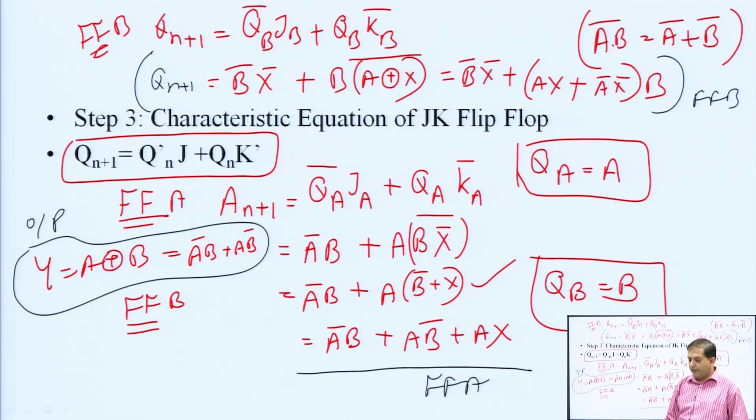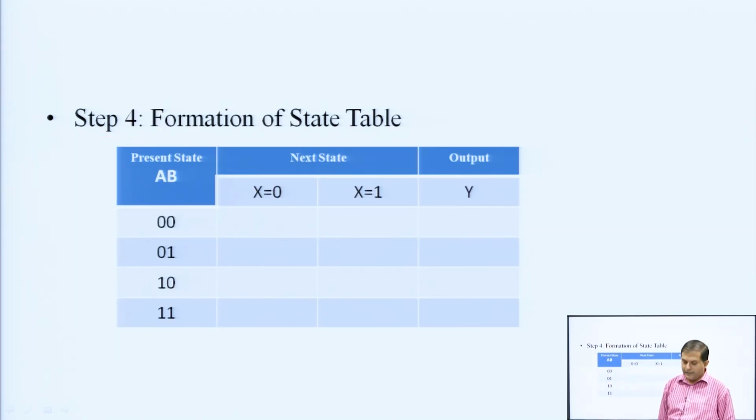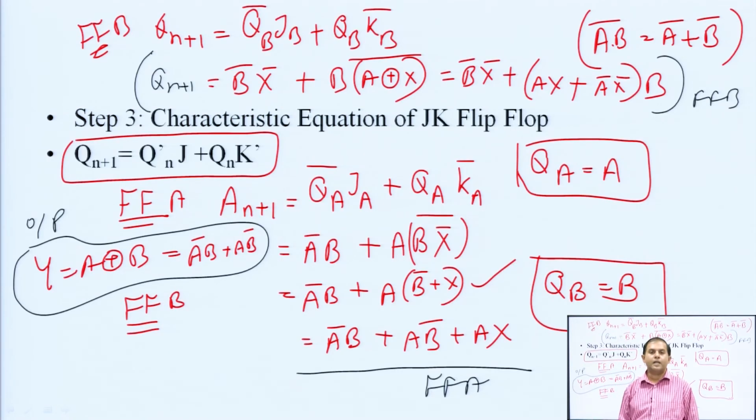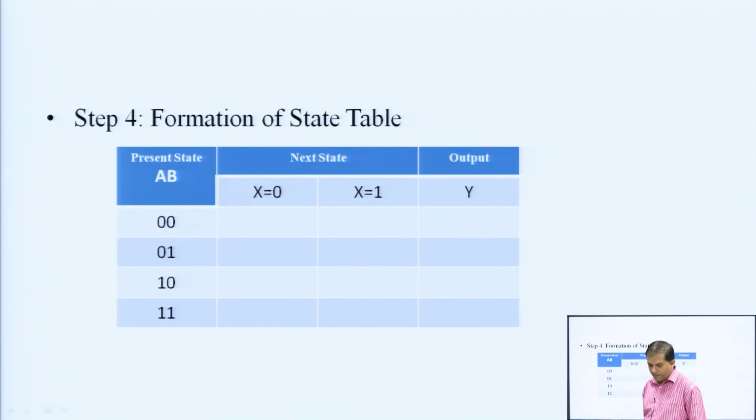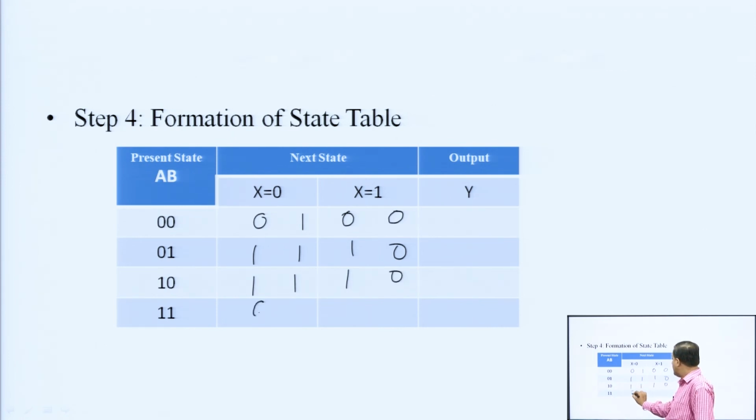Got it? So, from this we will make the state table. State table is easy, just put the values in the equations and we will get the values. So, we will be getting this: 0 1 for x equal to 0, 0 0, then 1 1, 1 0, then 1 1, 1 0 and 0 0, 0 1, 0 1 1. Okay, the outputs are 0 1 1 0.